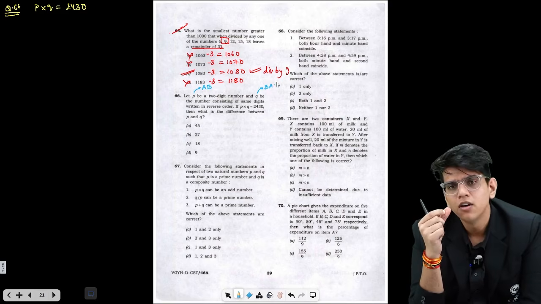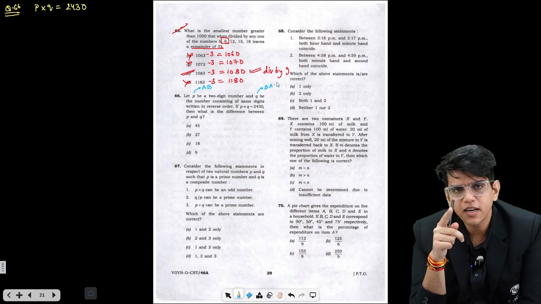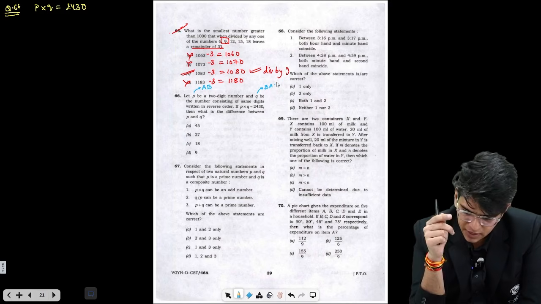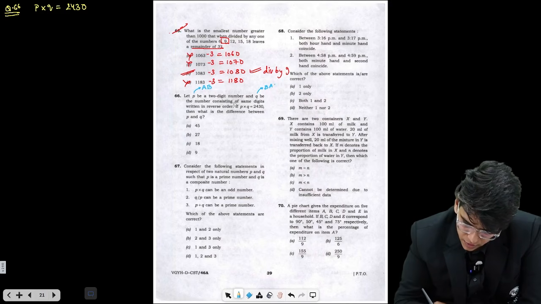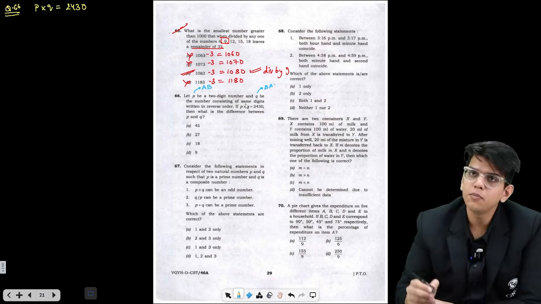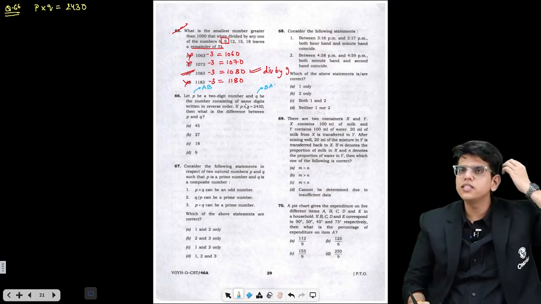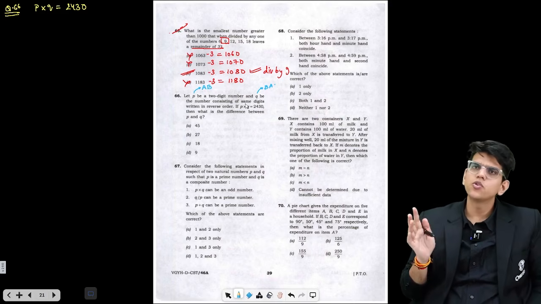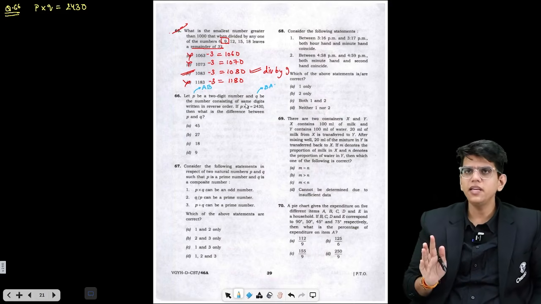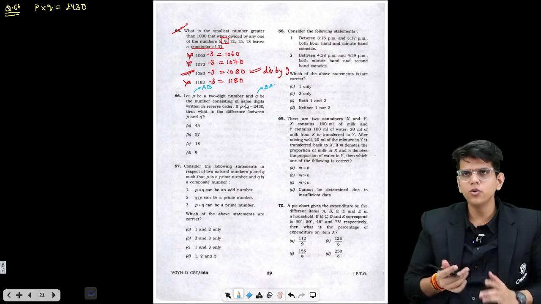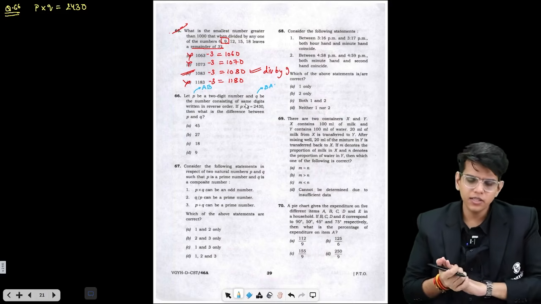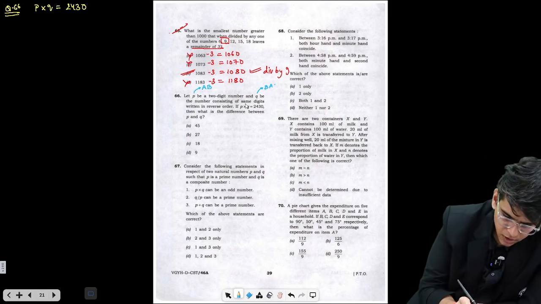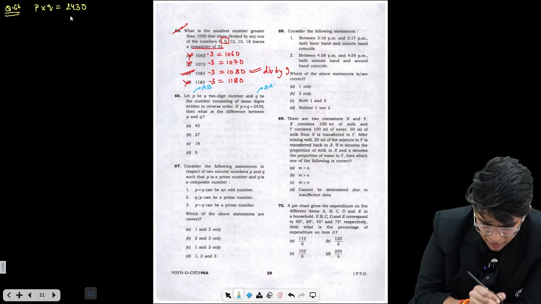That means one of the digits is 5, the other digit is an even number. They have told you both the numbers are 2-digit numbers, so we can't use 0. So one will be 5, another will be 2. You can do it by that unit digit method, or there is one more method. What I will do is I will prime factorize this.